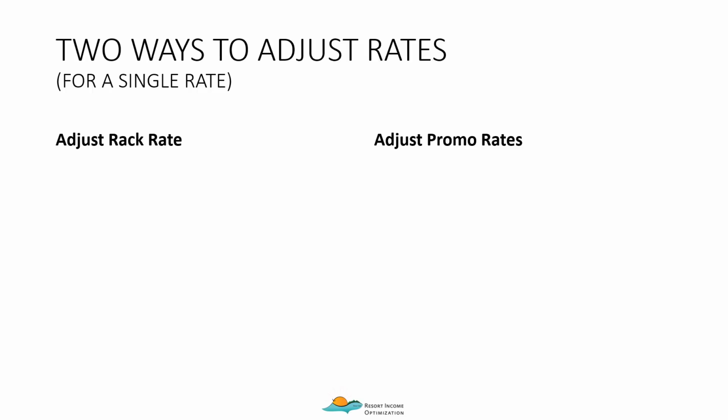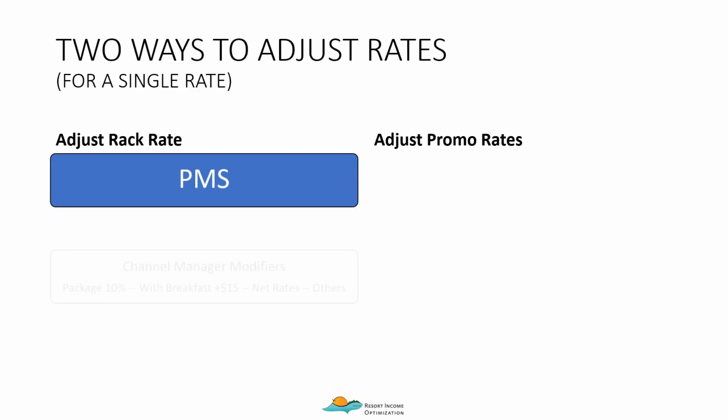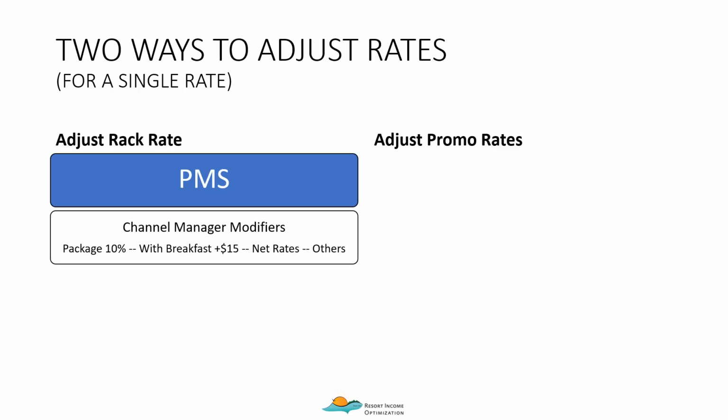So this gets into some nitty-gritty detail, but I think it's important. There's two basic ways to adjust rates from a mathematical standpoint, right? Let's say we're really just talking about one rate. You could adjust the rack rate in the PMS, and then it flows through to the channel manager where it gets modified, right? And 10% less for package rates, and maybe with breakfast costs $15 more.